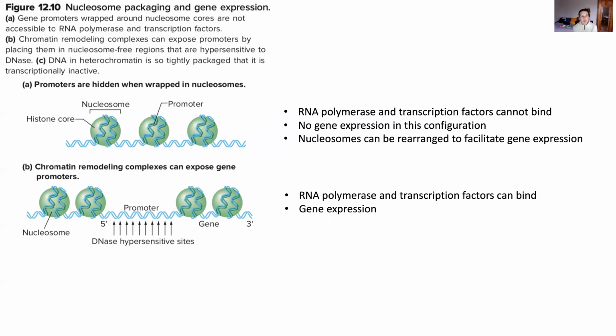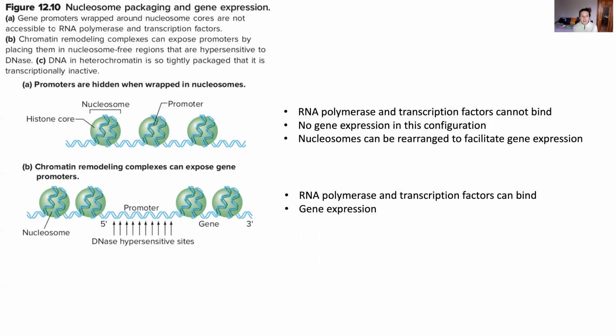So this is a figure from your book, and you see that in panel A up at the top, you have promoters. Remember, this is where RNA polymerase binds to express genes. Here, the promoters are hidden. They're wrapped up in nucleosomes. They're inaccessible. RNA polymerase can't bind there because that region of the DNA is wrapped up in a nucleosome. So you're not going to see gene expression in that top configuration, but nucleosomes can be rearranged.